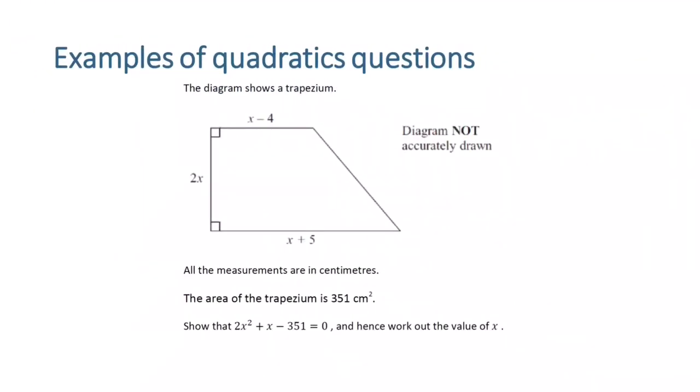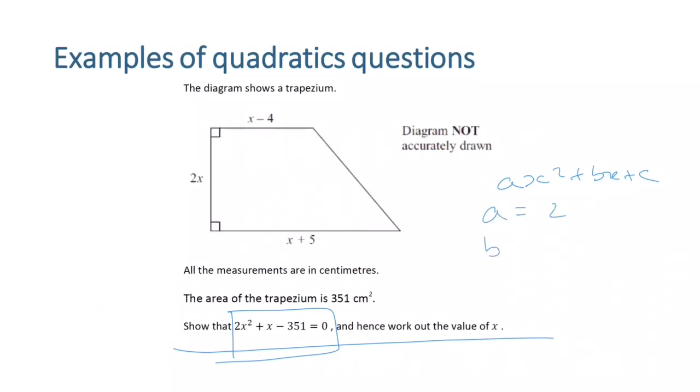Next one, another form: you might get an area of a shape. In this case, 2x, x minus 4, x plus 5 is a trapezium, and you know straight away it's a quadratic formula because it says put the area of the shape in this form, 2x squared plus x minus 351. I won't go through how to do that, we could do that in another video, but you know straight away it's a quadratic formula. And again, what you do is write down your general form, find out what a, b and c is. In this case, a equals 2, b equals 1, c equals minus 351.